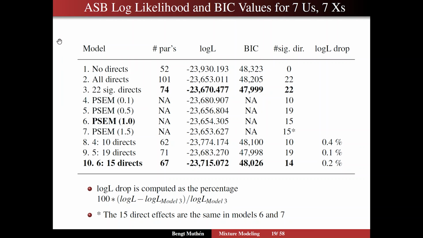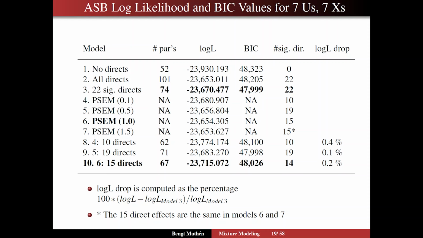So slide 19 then gives this log likelihood table again that we saw for the full set. We have the no direct effect model with the lowest log likelihood and no significant direct effects because there are no direct effects. And then the all direct effects run with 22 significant ones. And then we do a run with only those 22 significant direct effects. And that then is the beginning of our analysis before we turn to the PSEM runs here with different variances for the priors. Here we go from 0.1 to 1.5.